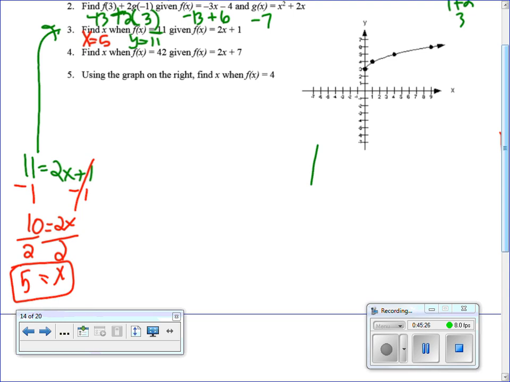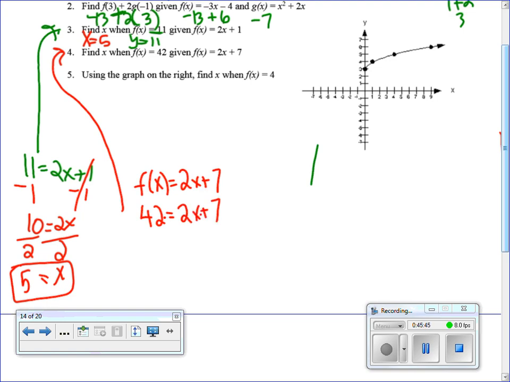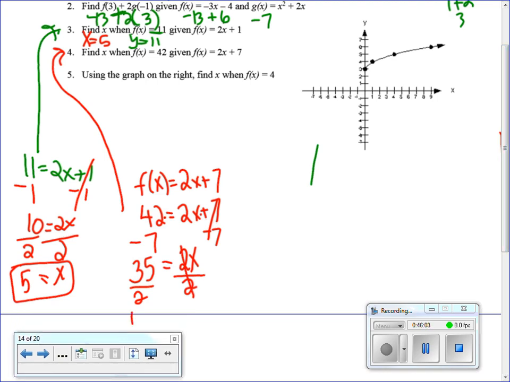So just like we did for 3, we're again going to replace f of x with 42. So instead of f of x equals 2x plus 7, what we'll have is 42 equals 2x plus 7. And then you'll solve it. So subtract 7 from both sides. You'll get 2x is equal to 35. And then divide both sides by 2. And in this case, you would get 17 and a half.